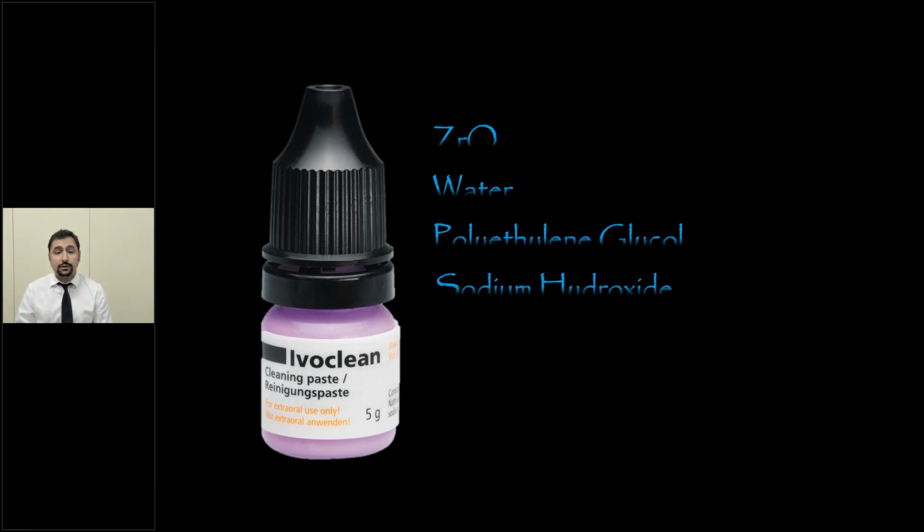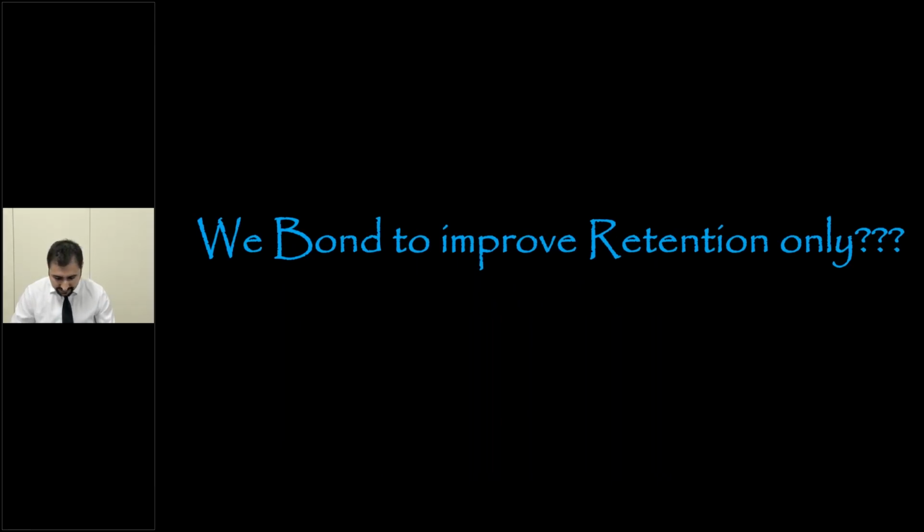So IvoClean contains an oversaturated solution of zirconium oxide that kind of is hungry to get all those phosphates. They're scavengers. They're going to grab everything and catch it to themselves. And that way, once we apply the IvoClean for a specific amount of time, then we're going to rinse it. We know that the phosphate groups are all removed from the integrity of the crown. That's how IvoClean works.